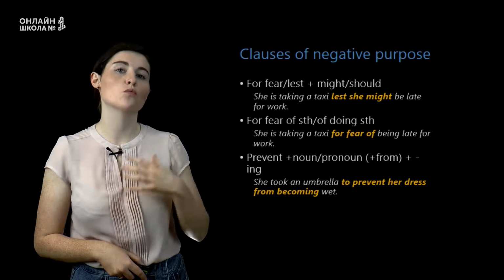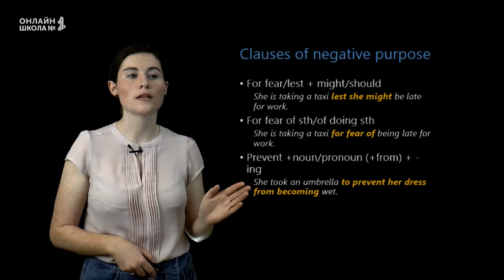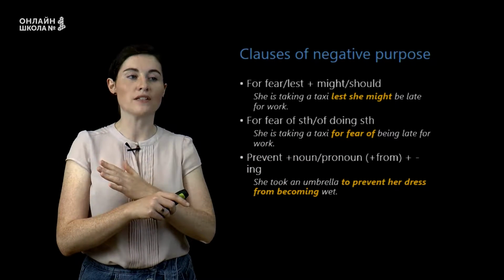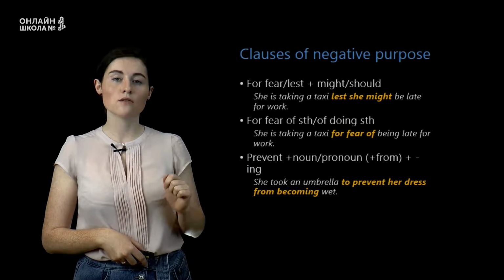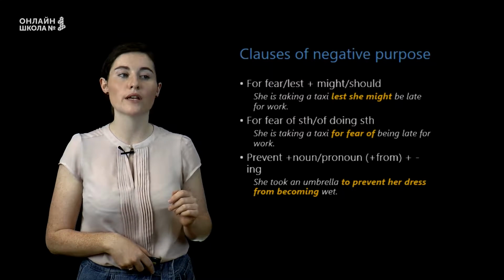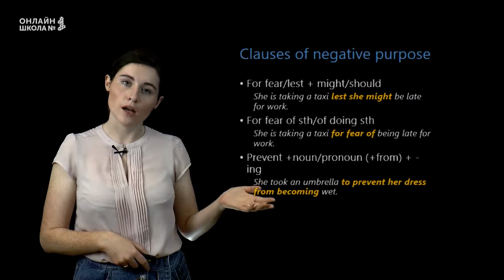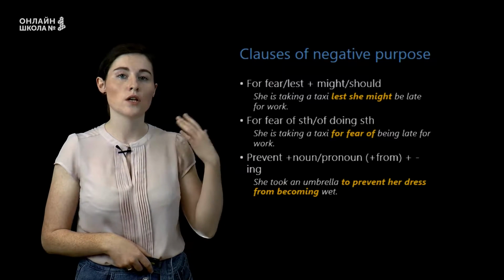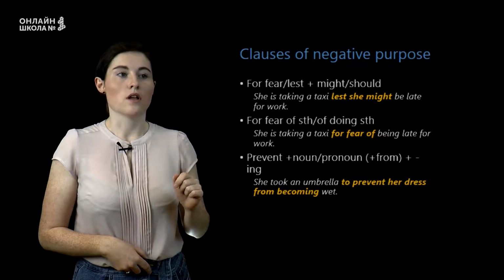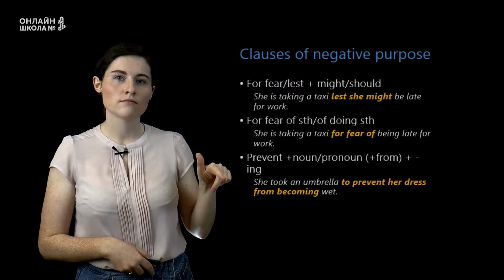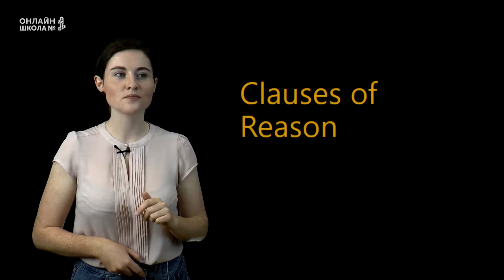One more structure is to prevent plus a noun or pronoun plus from plus in. From can be omitted. So we can say she took an umbrella to prevent her dress from becoming wet. Or we can say she took an umbrella to prevent her dress becoming wet. То есть from может и не используется в данном случае. Prevent – это предотвратить. То есть она взяла зонтик, чтобы предотвратить факт того, что ее платье может намокнуть, скажем так.